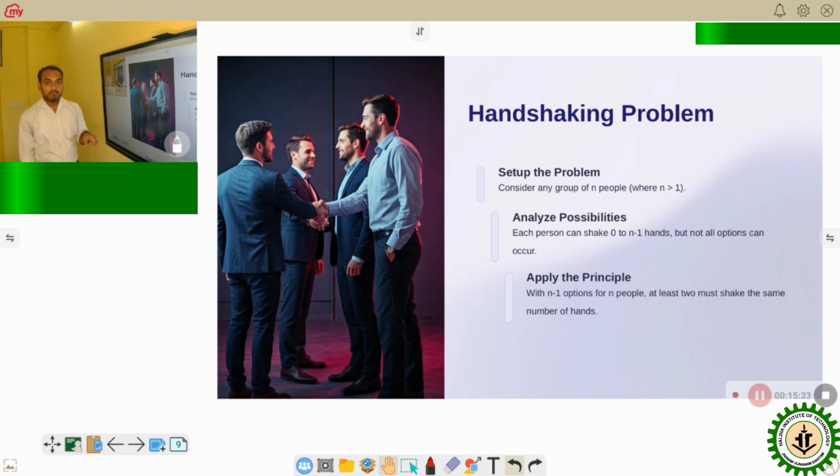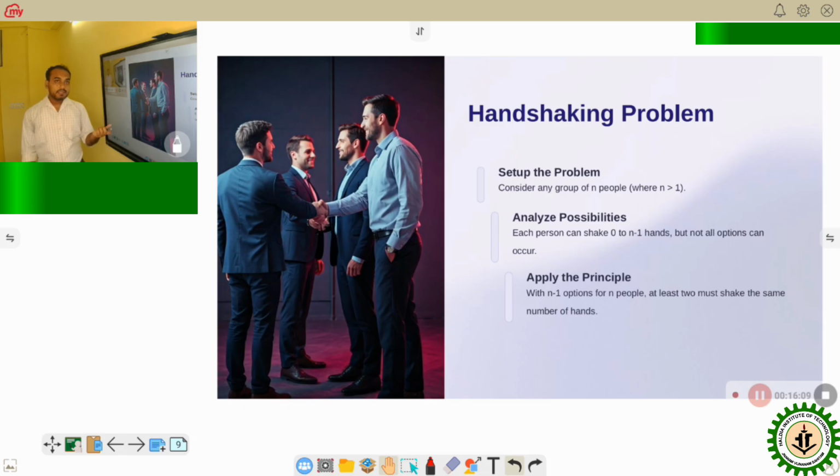So if we have n people and n is greater than 1, then each person can have 0 to n minus 1 handshakes. Why? Because they may decide no handshake will happen, so there are 0 handshakes between them. If they shake hands only one time with each other, then the possibilities of handshakes from one person to the rest of the other friends will be n minus 1. So the number of handshakes lies between 0 and n minus 1, but not all options can be offered. That means you cannot shake hands with yourself, so that option may be neglected.